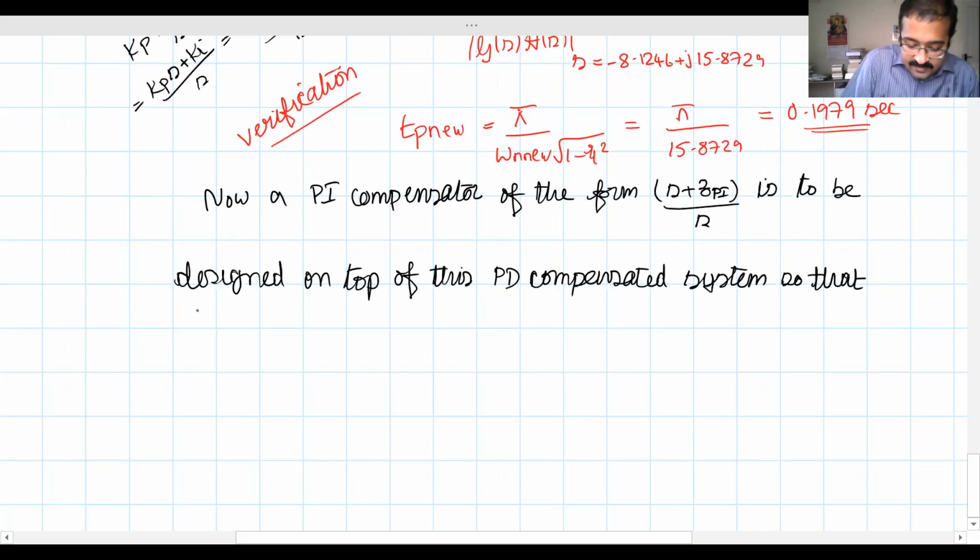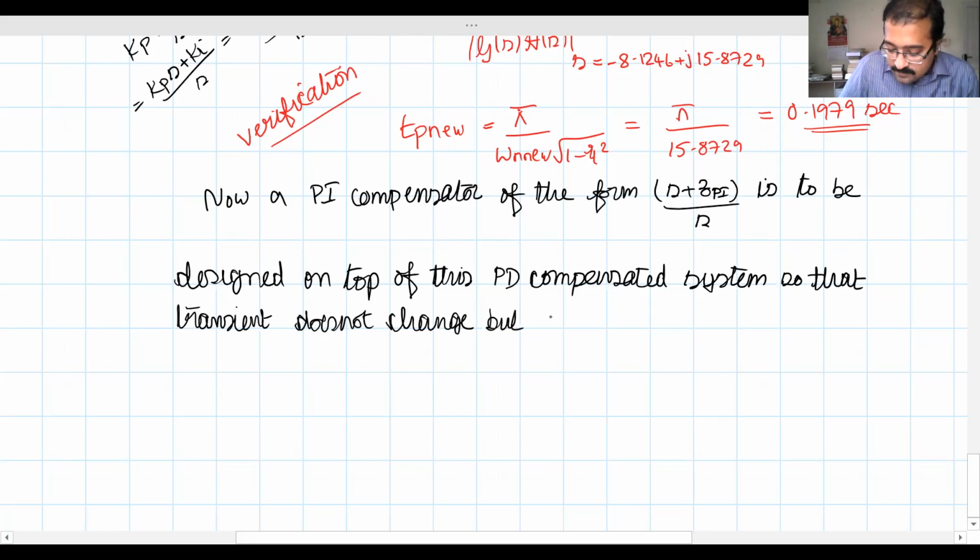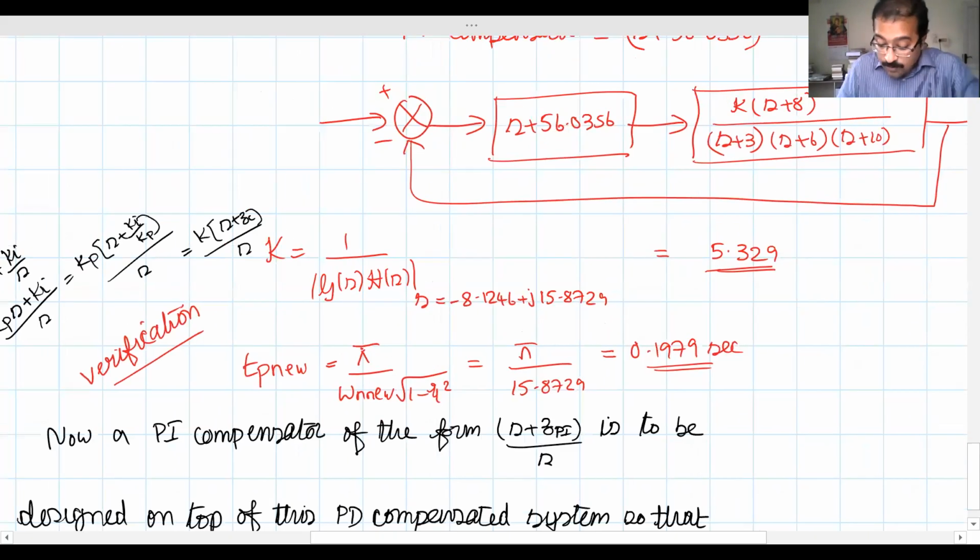So transient does not change, but steady state error is improved. Steady state error SSE is improved. Okay, so transient does not change means what? It means this dominant pole should not change.